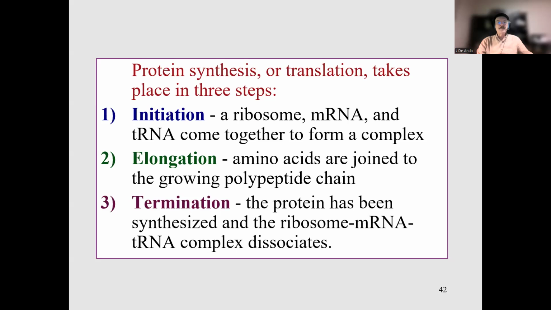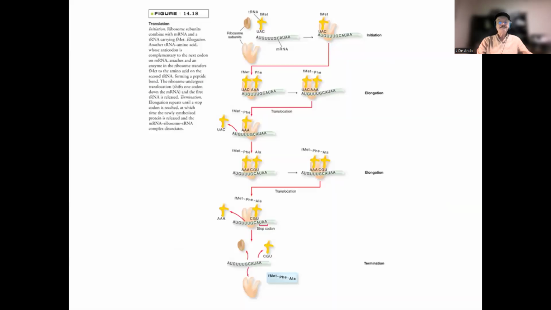Termination is when the proteins finish synthesizing. The ribosome, mRNA and tRNA complex dissociate as they find one of those 3 termination or ending codons that I mentioned in the previous presentation.